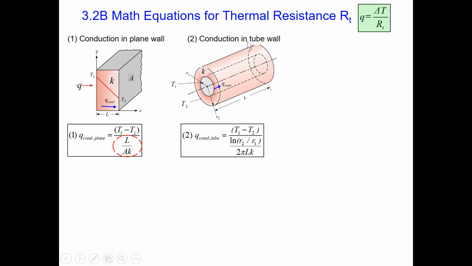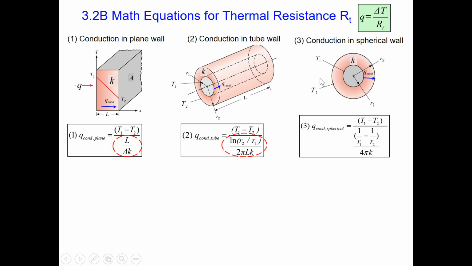Similarly, for conduction in a tube wall, we can define this as the thermal resistance for a tube wall. Again, for conduction in a spherical wall, we can define this term, which is our thermal resistance for the spherical wall.